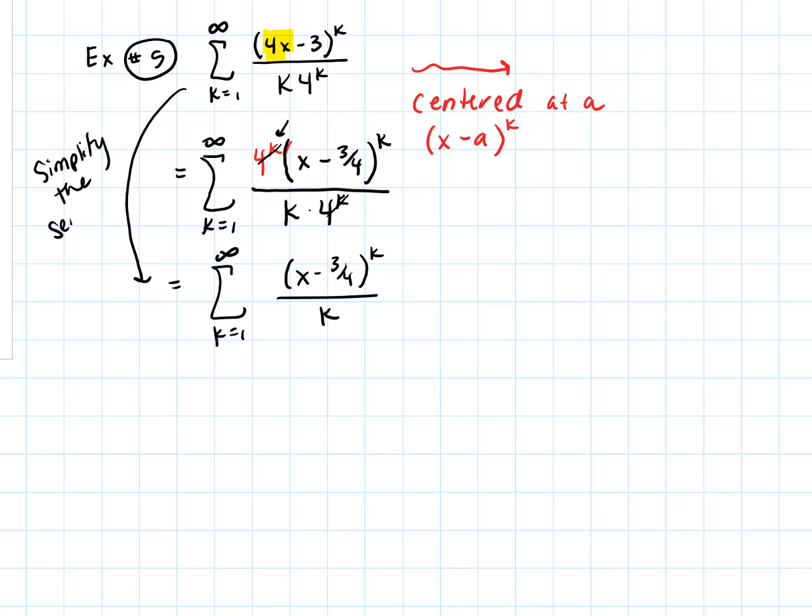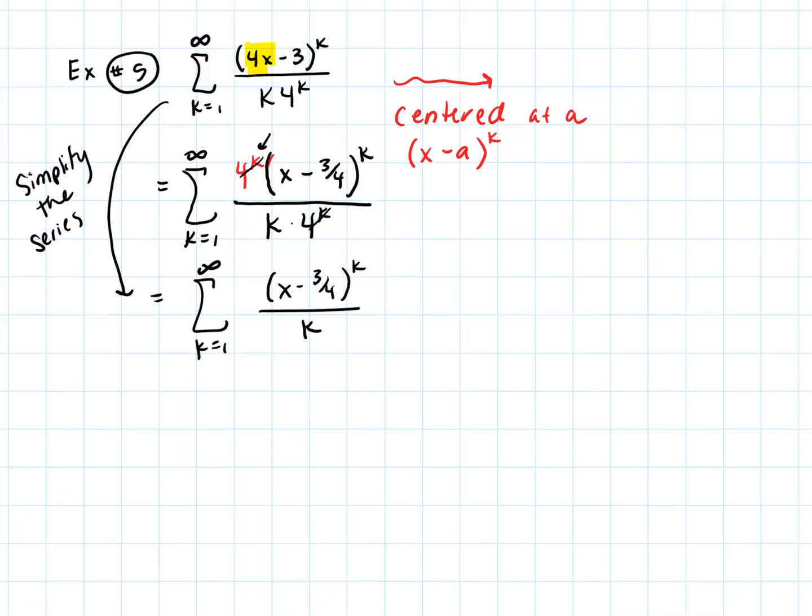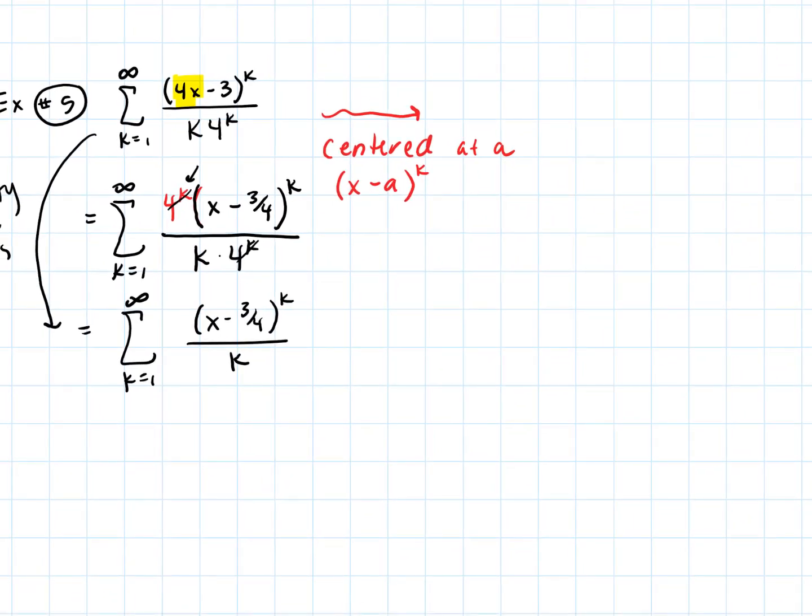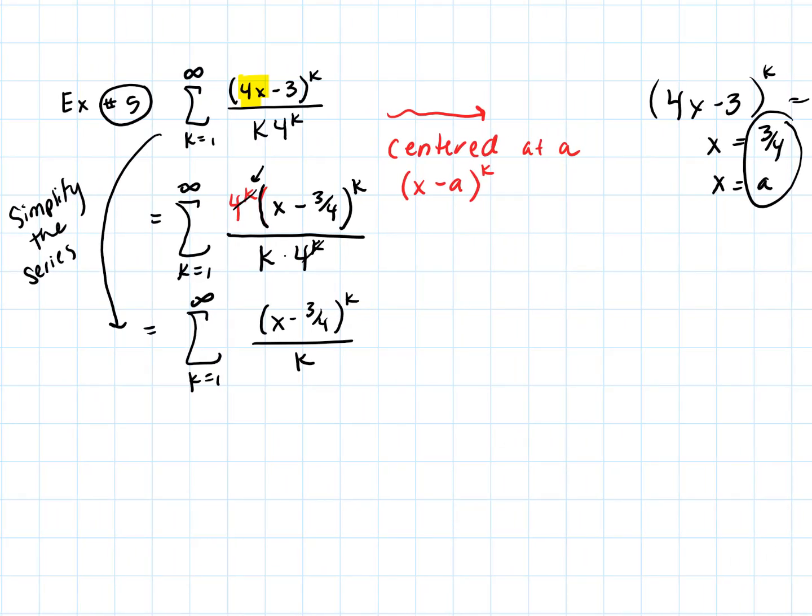Another way to do it, if you want to figure out where you're centered at, is just to take your 4x minus 3 that is raised to the k here, set that equal to 0, and you would find that x equals 3/4. And that's going to tell you what your a value is. So that's another way to do it without simplifying the series. But because I'm going to be working with this series in a ratio or root test, actually, I think I'm going to go ratio on this one, I just think simplifying it within the series itself is a nice way to go too.